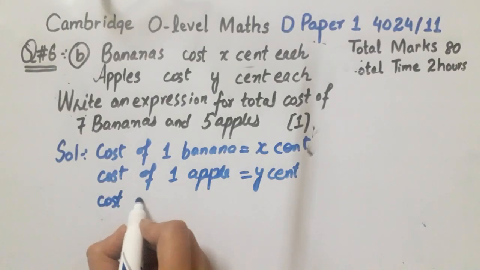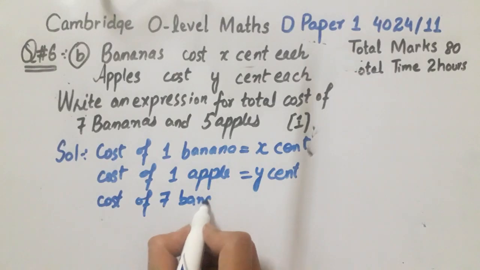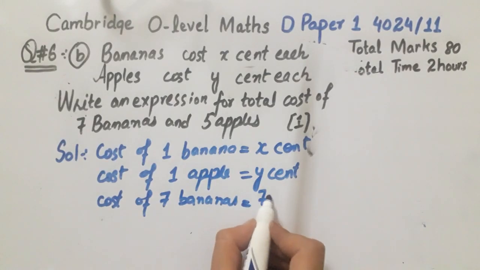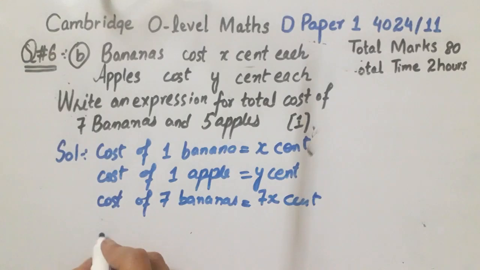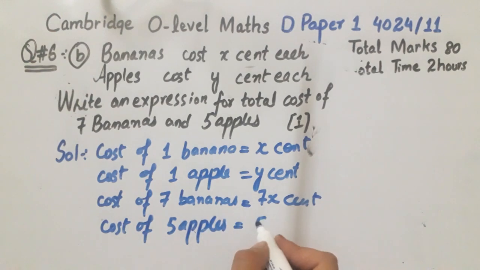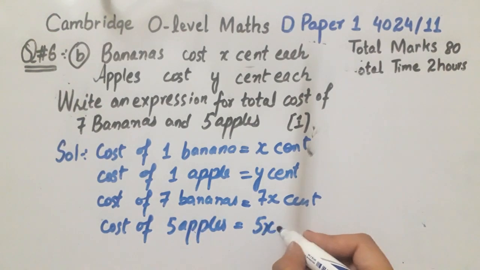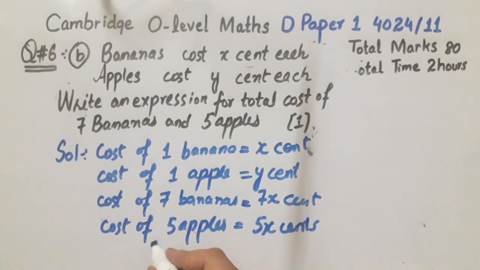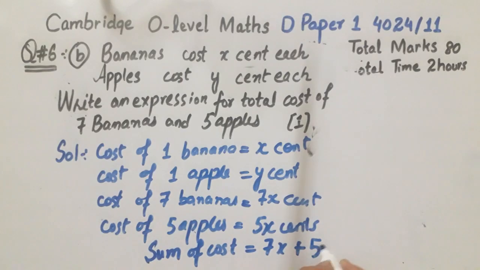So you will write the cost of 7 bananas will be equal to 7x cent, and the cost of 5 apples will be equal to 5y cents. So the sum of the costs will be the final answer. So the sum of cost is equal to 7x plus 5y. So this is the answer of this question and this contains 1 mark.